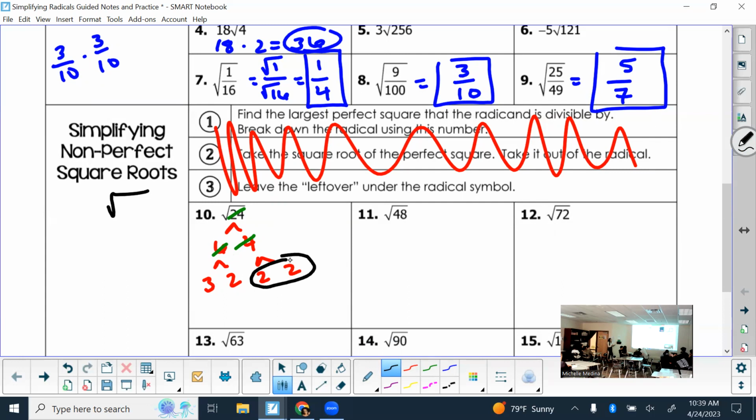So I have one pair of 2s. They get to escape. You write it once for each group, so they get to be outside the jail, or the rat.